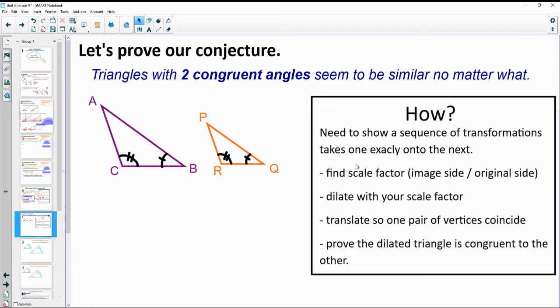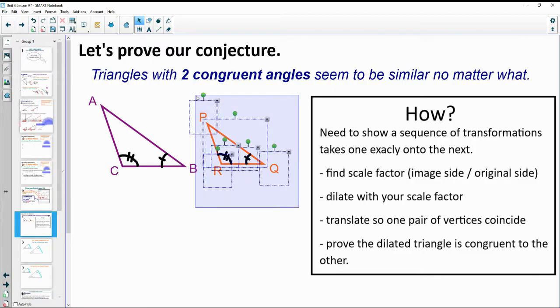So I've kind of put what we want to do. We want to look at the scale factors. We can dilate them to get them the same size, then translate it over and prove that the 2 triangles are congruent. So you can kind of do that backwards. Like you could start by translating if you want to, then dilate. Okay, that doesn't really matter.